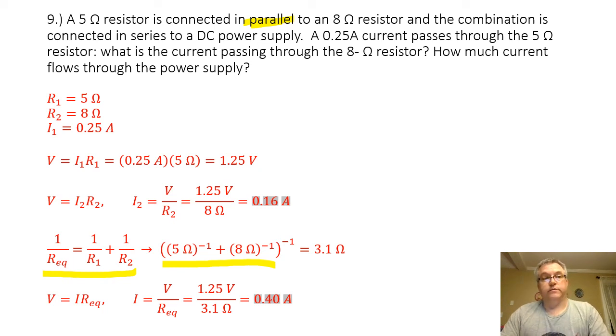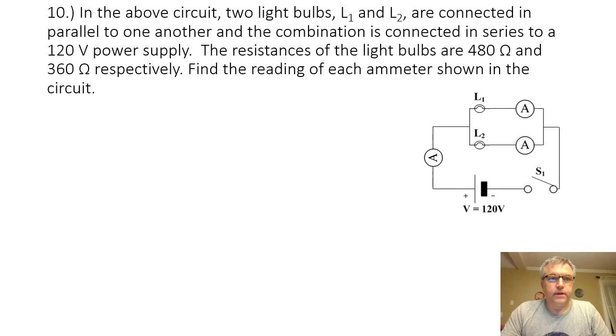And I will get a current of 0.40 amps. Problem 10, the last one. In the above circuit, two light bulbs L1 and L2 are connected in parallel to one another, and the combination is connected in series to a 120 volt power supply. The resistances of the light bulbs are 480 ohms and 360 ohms respectively. Find the reading of each ammeter shown in the circuit.